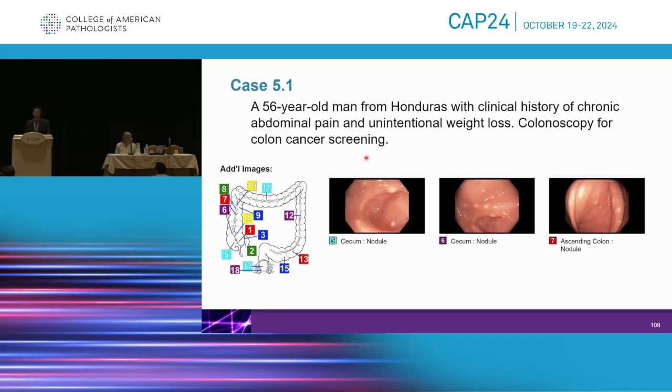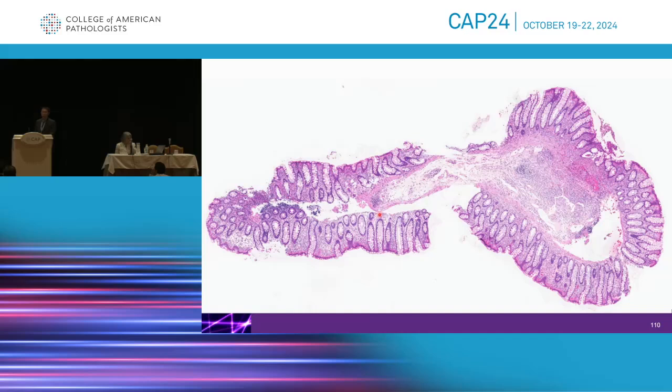In this situation, the patient underwent colonoscopy to screen for colon cancer. But the clinician did not recognize any tubular adenoma, polyps, or cancer. But they recognized very small nodules in the cecum and also the ascending colon. So this is one example of the small nodules. You can see the colonic mucosa is essentially normal.